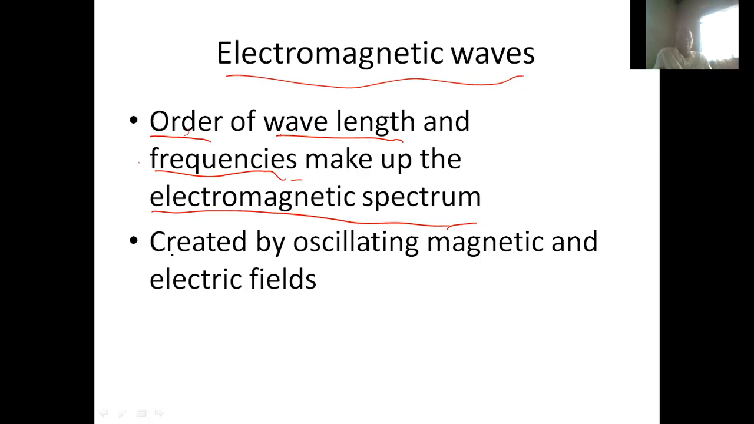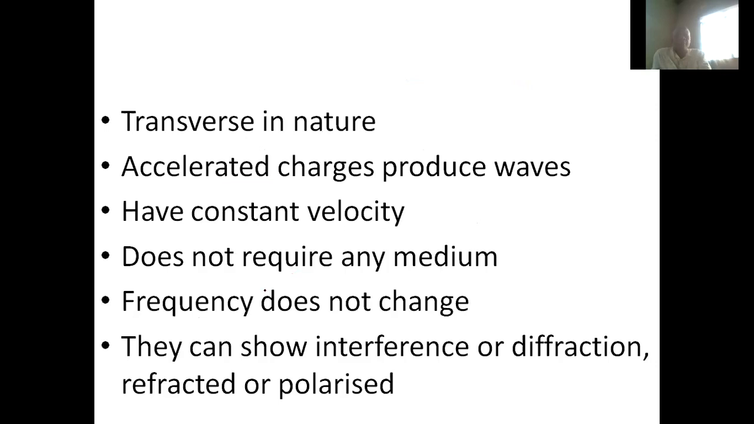They are basically created by oscillating magnetic and electric fields. This is important because of the oscillating magnetic fields as well as electric fields, and so we come up with these electromagnetic waves. They are transverse in nature, meaning that the vibration of the particle is perpendicular to the progression of the wave. So all the characteristics of transverse waves actually apply to electromagnetic waves.